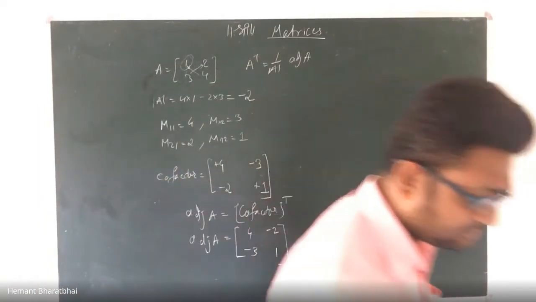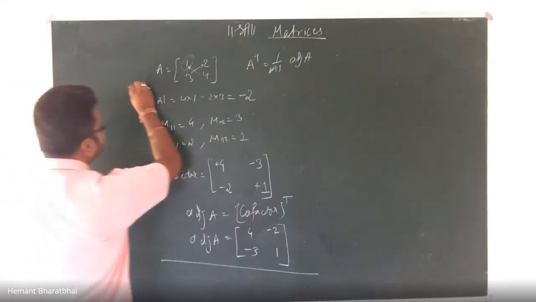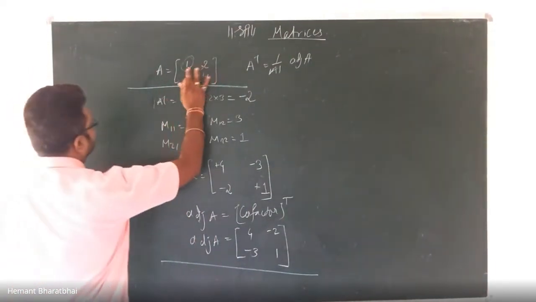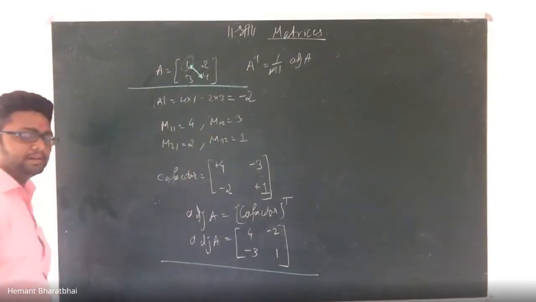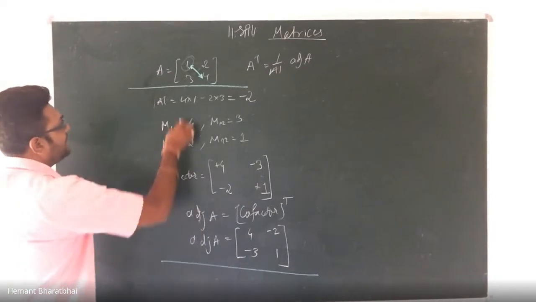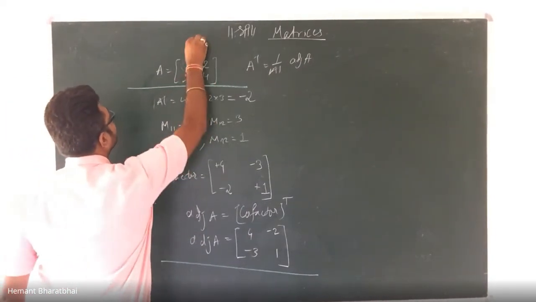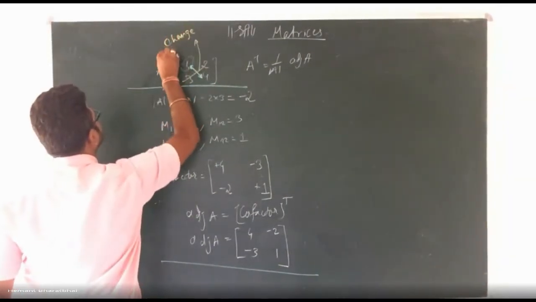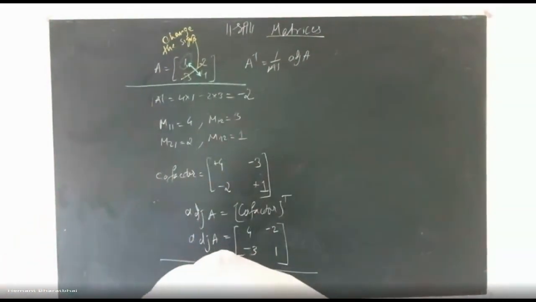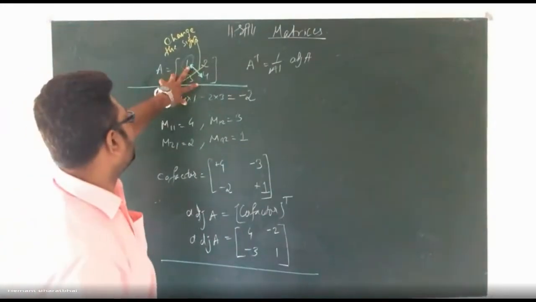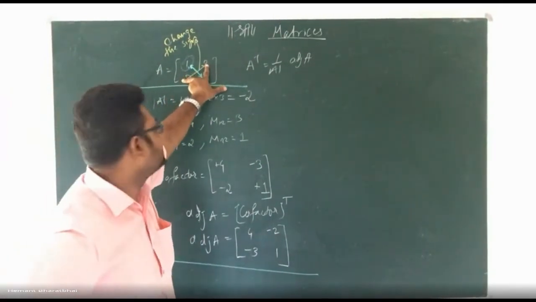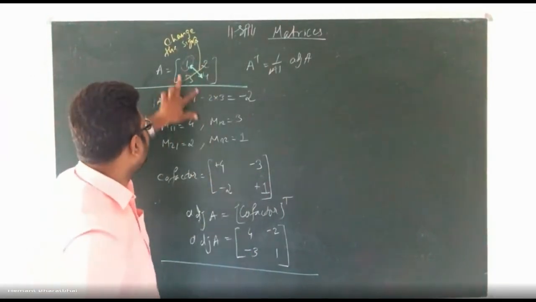Now if you pay attention to this adjoint of A and this matrix A, this trick works only for a 2 by 2 matrix. You just have to swap the elements in the principal diagonal, and for the non-principal diagonal you just have to change the sign. So for a 2 by 2 matrix, when you have to find the inverse or adjoint of a matrix, just remember this trick. Swap the principal diagonal elements and just change the sign. If it is negative, it will become positive, and if it is positive, it will become negative.